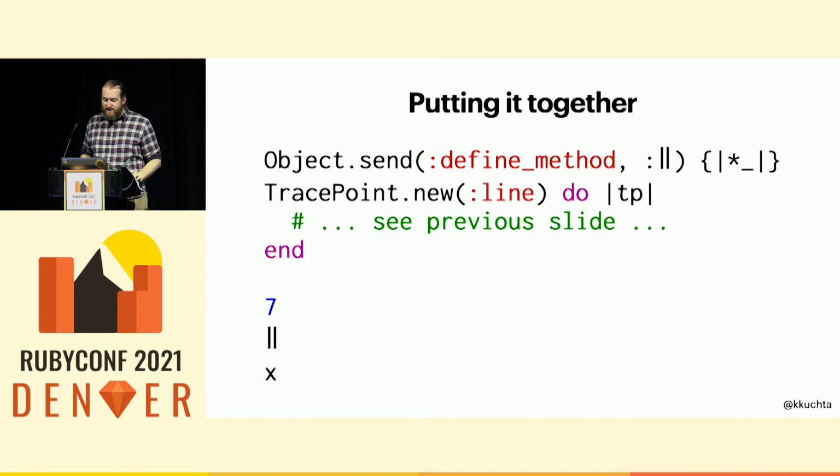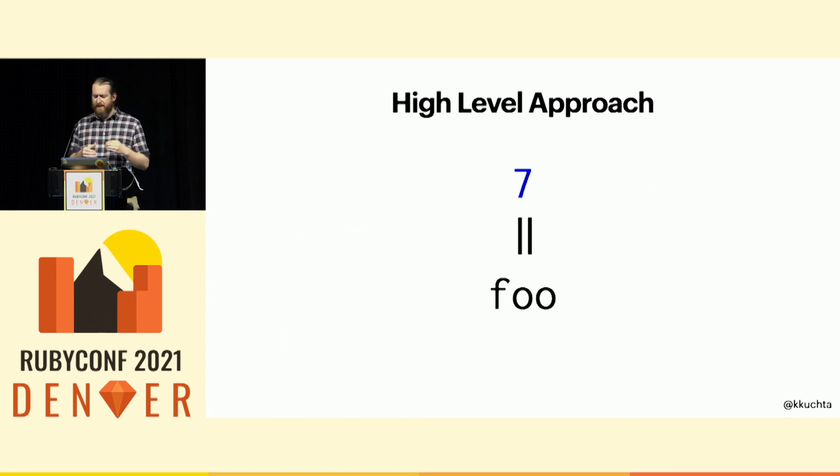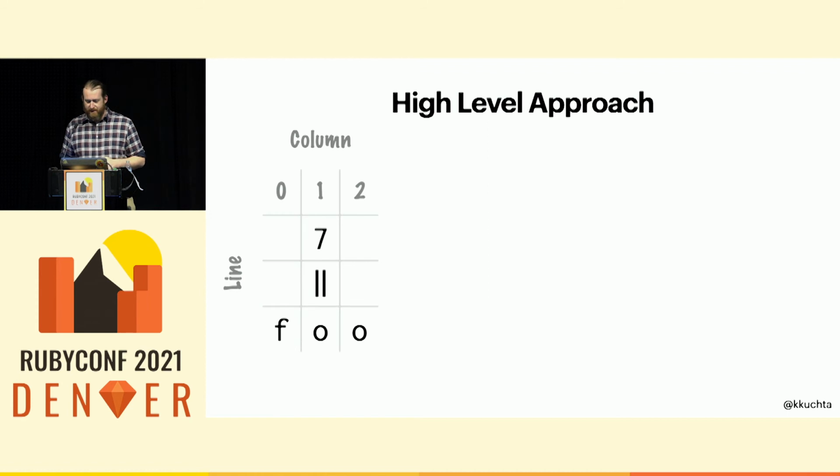Now, we want to make sure that 7 gets assigned to X. This is going to become a little more complicated than I can easily fit on one slide, so let's take a look at the high-level approach. We want something like this to work. Let's break it apart by lines and columns, because that's how TracePoint and Ripper will see it. TracePoint is going to trigger on each of these lines, starting with the top one. But actually, I tell a lie, Ripper will skip over this line because it's just a literal. It's just a single expression that does nothing, it calls nothing. Ripper will just skip right over, or TracePoint will skip right over it and fire on this line instead.